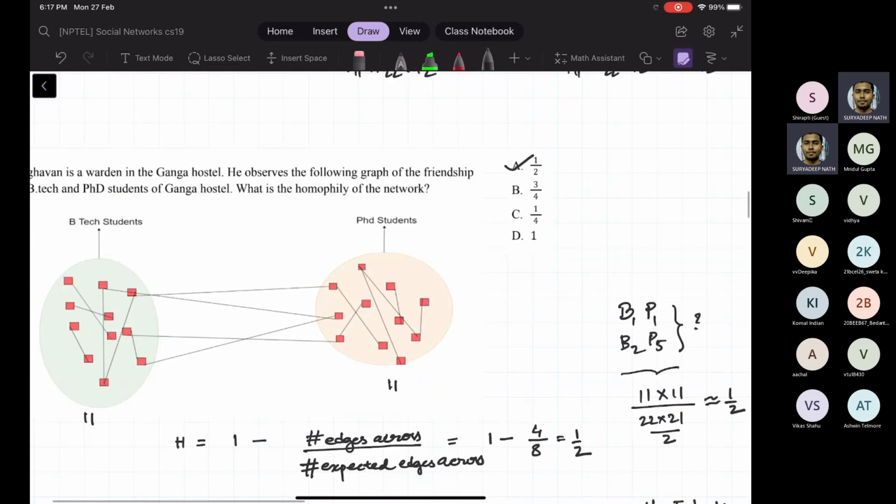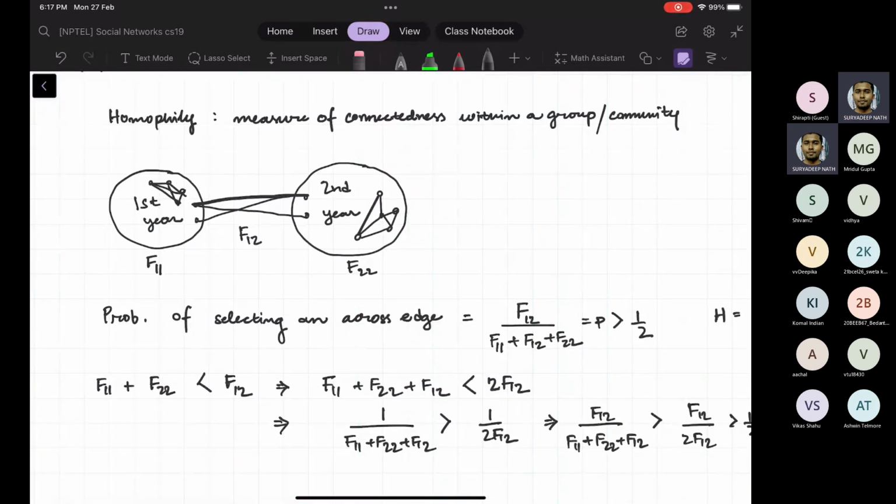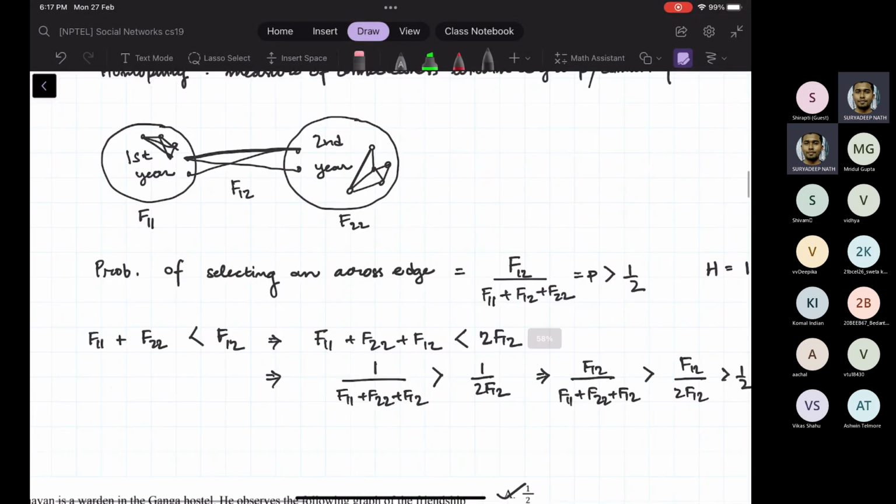So why couldn't we do the same analysis for the previous question? Because we did not know how many students were there in the first year and the second year. And in this graph, we have this additional information of how many students are there, and that's why we could find the expected number of edges. Else, the best we can do is take the ratio of the across edges by the total number of edges present.